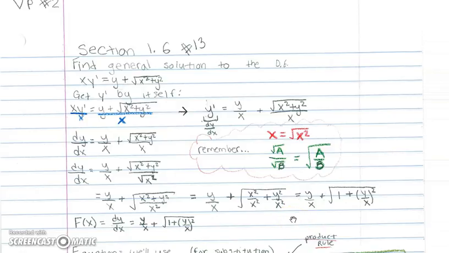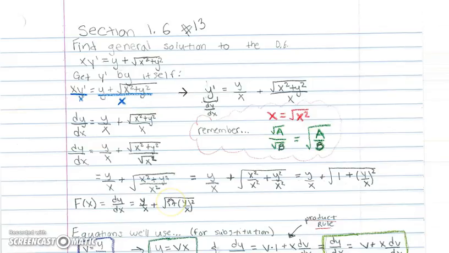And then from that, we can simplify one step farther and get y over x plus the square root of 1, because x squared over x squared is the same thing as 1, plus y over x squared, which, as you can tell, is the same thing as our y over x. So now we can actually do some substitution. From what we have right here, this is what our f of x is, so that's what our function is going to be. And now we can do the substitution to find what our equation will be.